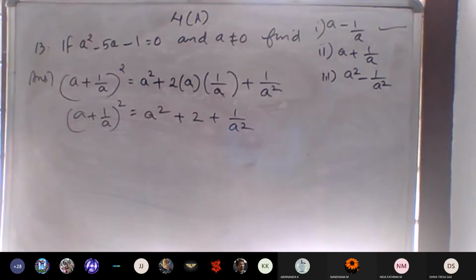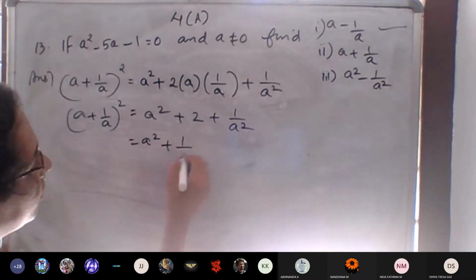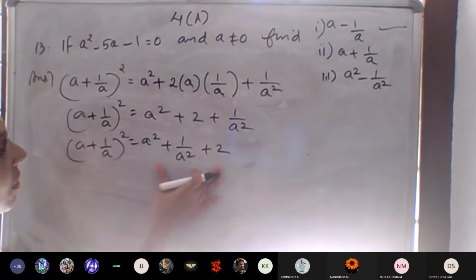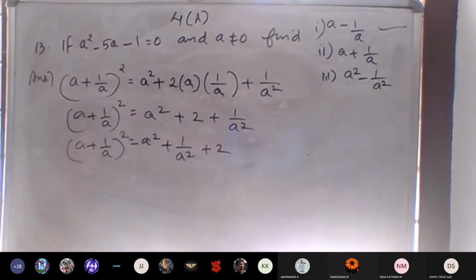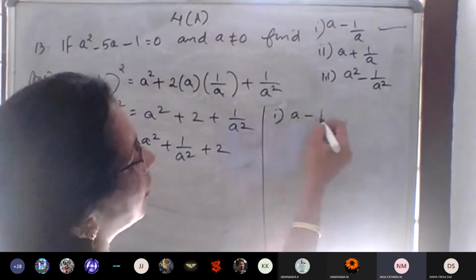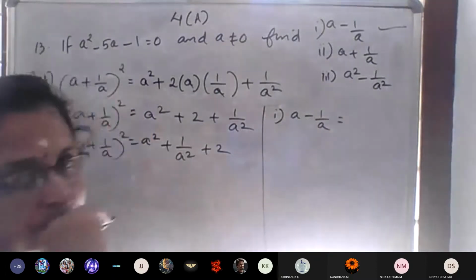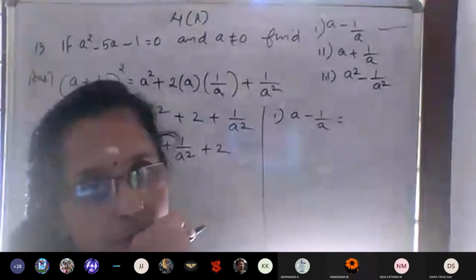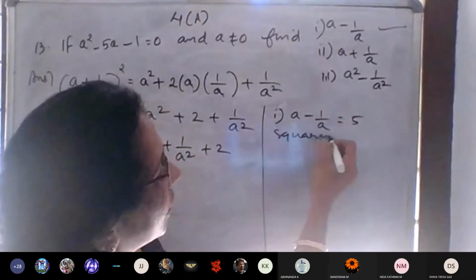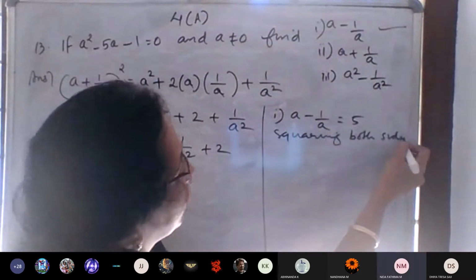So we don't have a square plus 1 by a square, and we don't have a plus 1 by a, both we don't have. So what is our next step? If we take the root of a plus 1 by a whole square, we will get a plus 1 by a. But we don't have a square plus 1 by a square. For getting a square plus 1 by a square, we have only a minus 1 by a whole square. Very good. The first part, a minus 1 by a, we got as 5. So squaring both sides, a minus 1 by a the whole square is equal to 5 square.